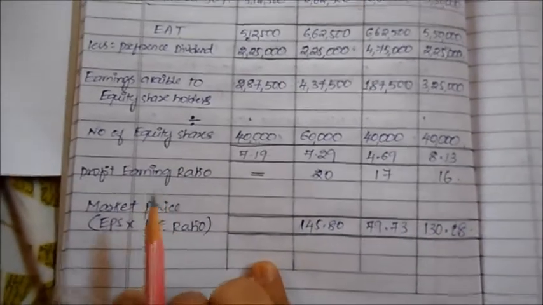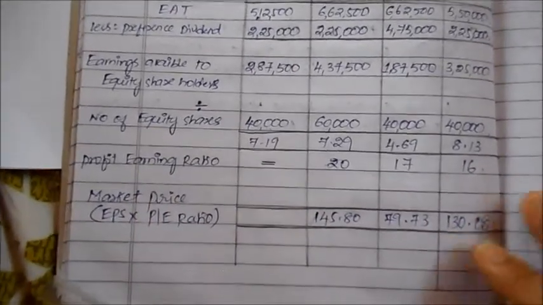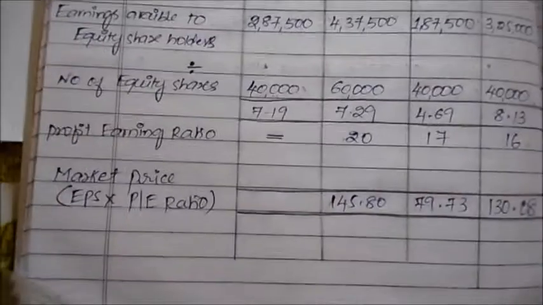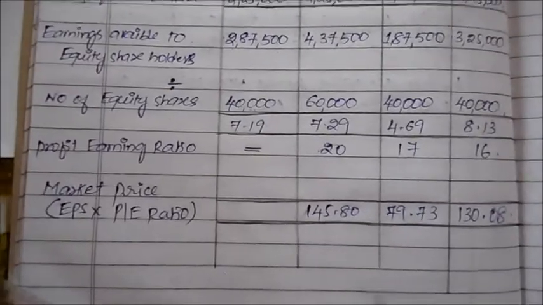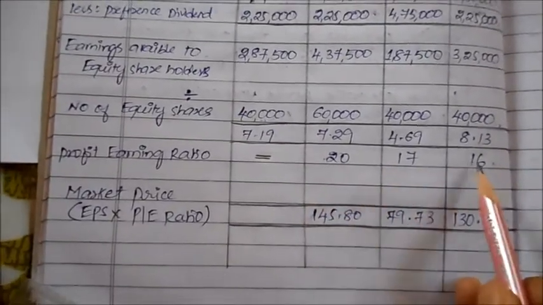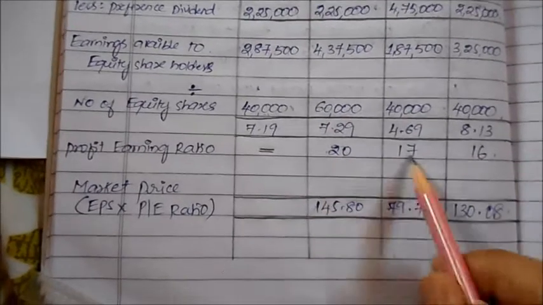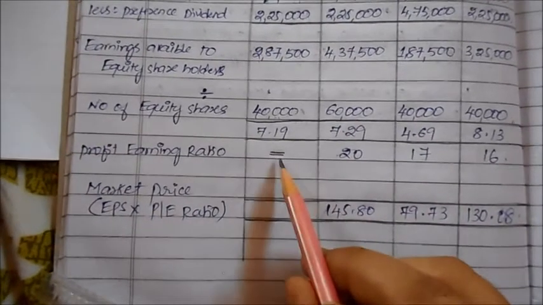Next, we had one more component, which was your price earnings ratio. That is to find out what exactly was the market price which is prevailing. So when you have these three values given in the question for the three alternatives, for the current it is not there, so we have kept it nil.